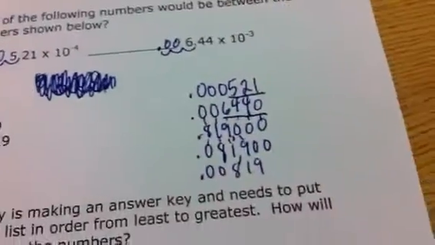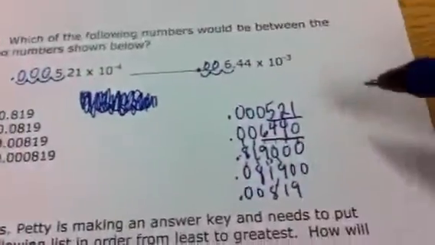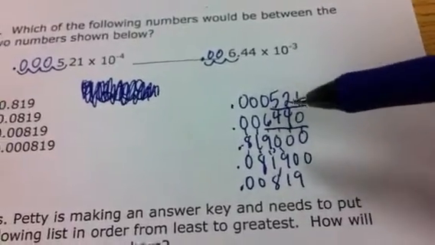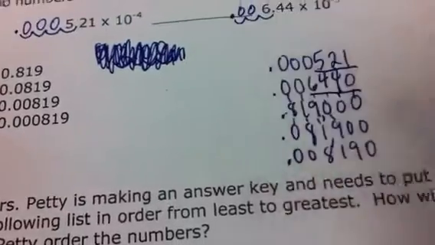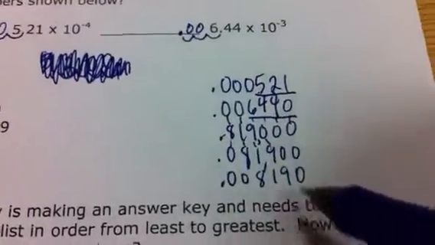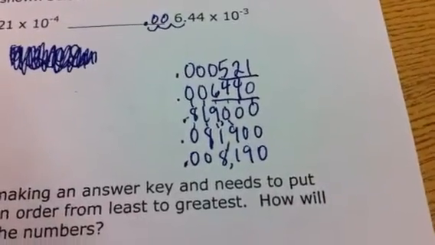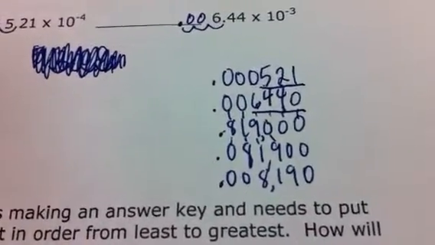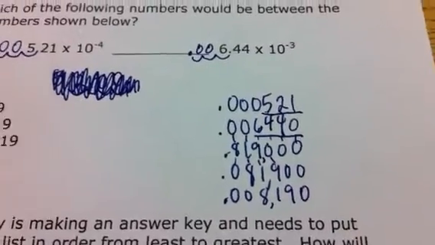00819. Okay, you see all I'm doing is writing the numbers in the answer choices and I'm comparing them by lining up the place value with each other, and I'm filling in the zeros at the end. So now this number is 8,190. Again, 8,190 is still bigger than 6,400.